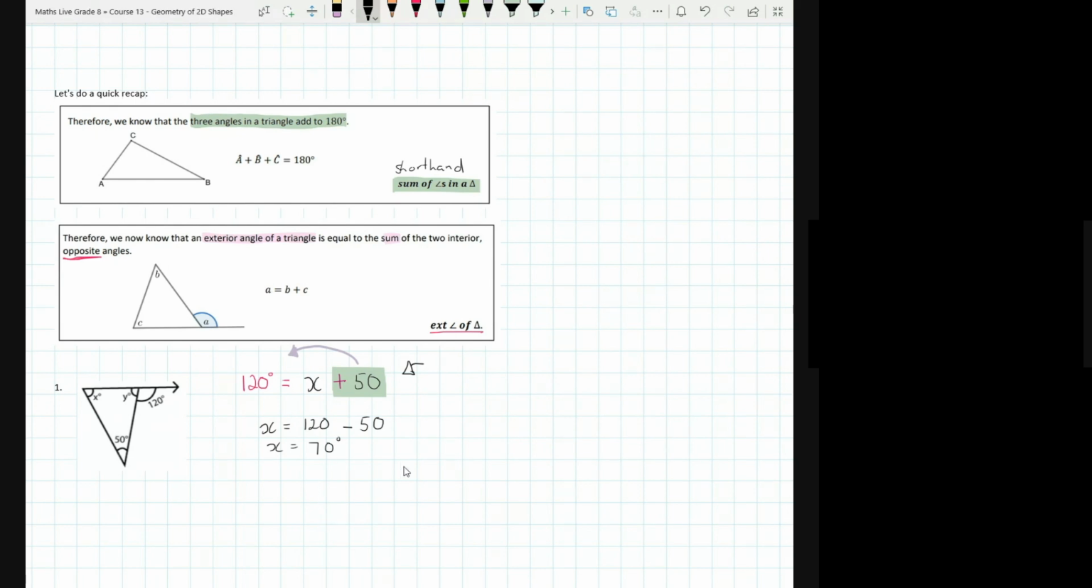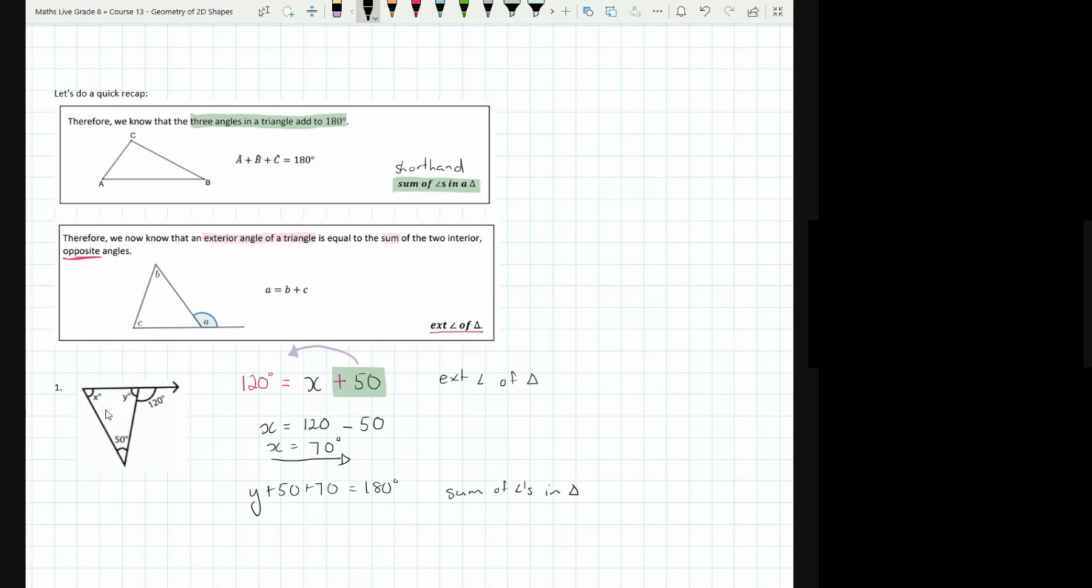Mm-hmm. And now for us to calculate y, I'm going to say 50 plus 70 plus y is equal to 180. By the way, Umar, did you give me a reason for the top one and the bottom one? I said for the top one, exterior angle equals interior opposite angles. And then here we have sum of angles in a triangle. Cool. So this is 100% correct.